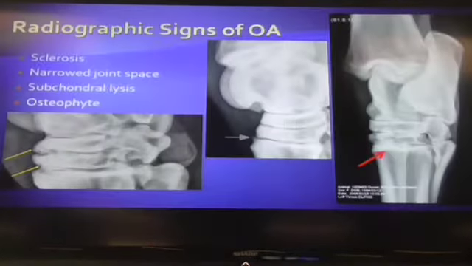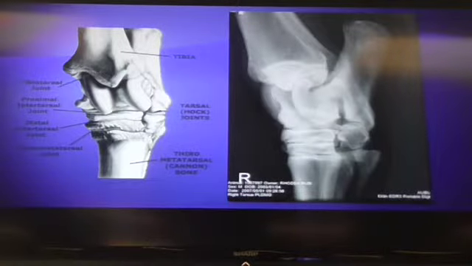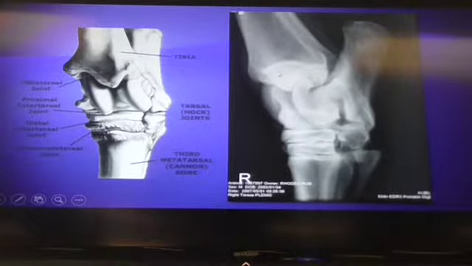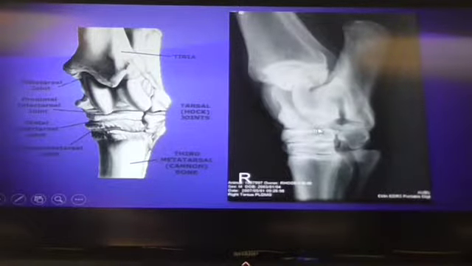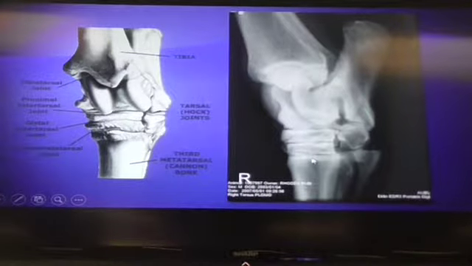I think I talked about that. Okay, so here's another one. We've got a similar kind of view here. Normal joint space up here, normal joint space here. Probably some sclerosis right here, right? Maybe a little loss of joint space here, but what's going on here?